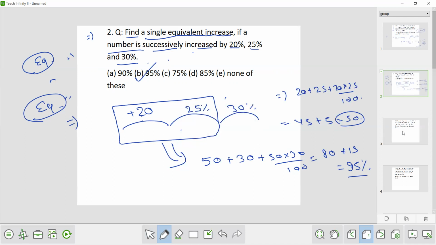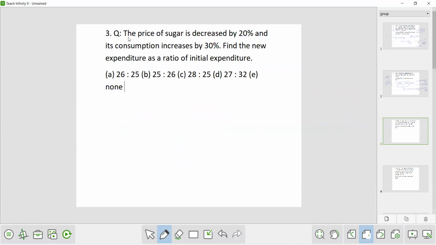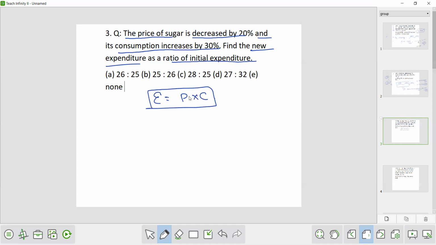Okay, so we will move towards the next question. The price of sugar is decreased by 20% and its consumption increases by 30%. Find the new expenditure as a ratio of initial expenditure. This question seems quite confusing, but it is also a question based on the equivalent change concept. How? Expenditure is equal to price into consumption. So here the price of sugar is decreased by 20%, so price got decreased by 20%. And the consumption increased by 30%, so consumption got increased by 30%.